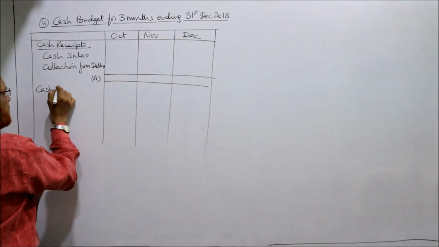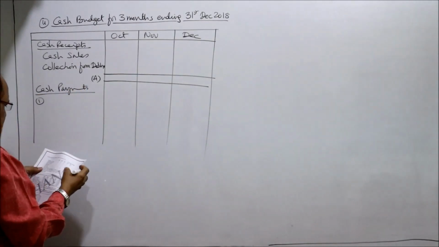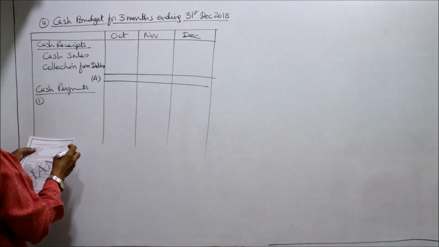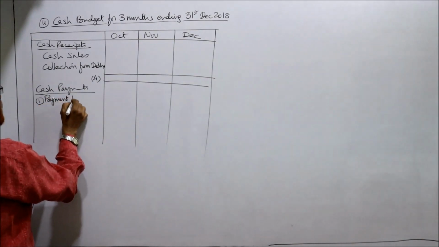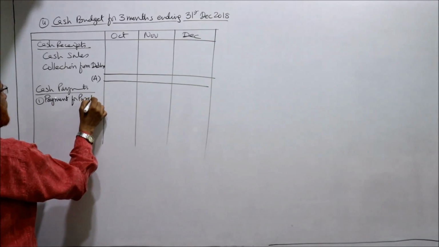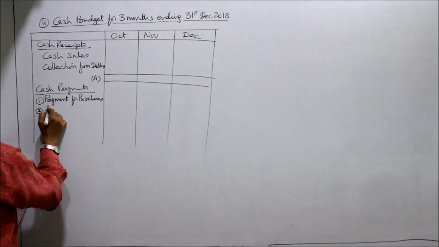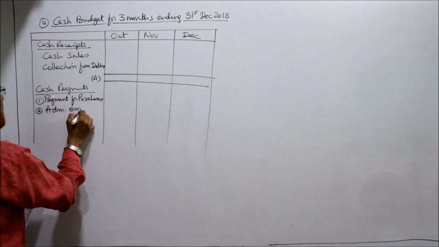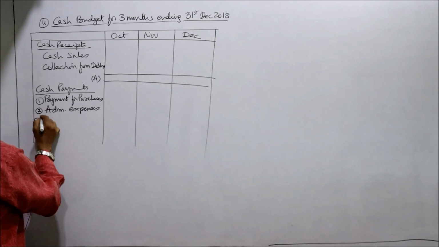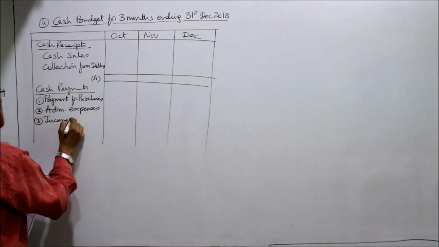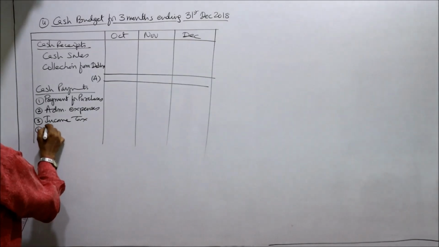Now cash payments. First payment is for purchases. Second, administrative expenses. Third, income tax. Next, research expenses.